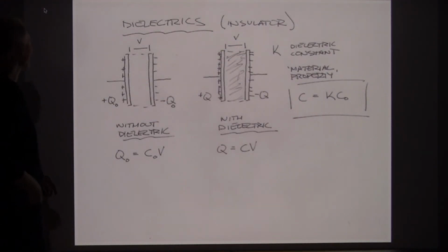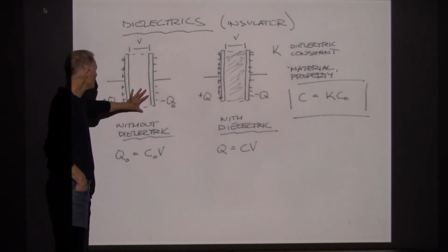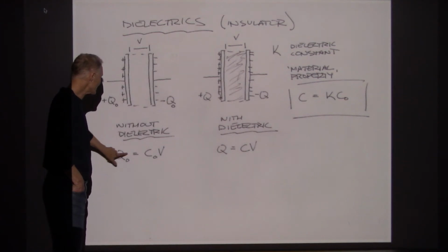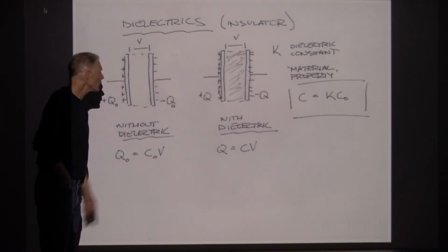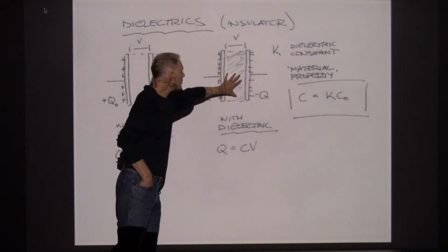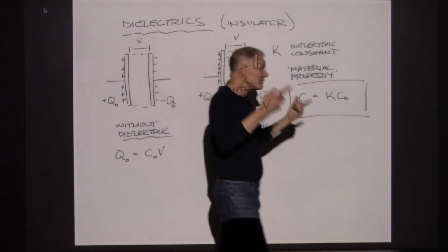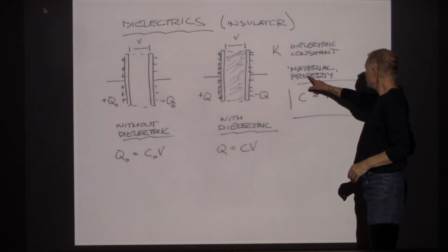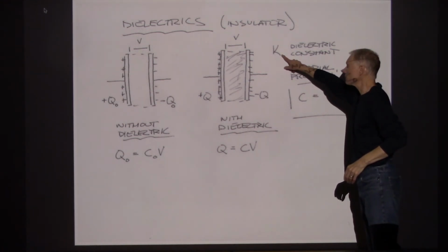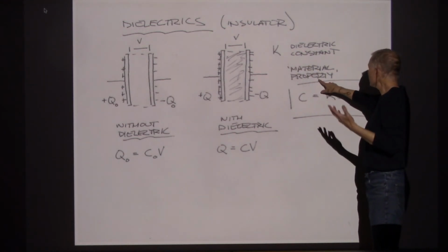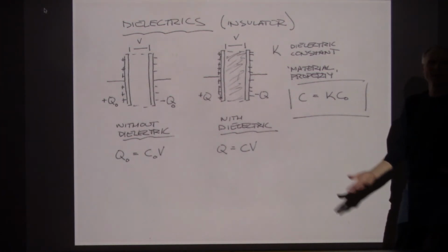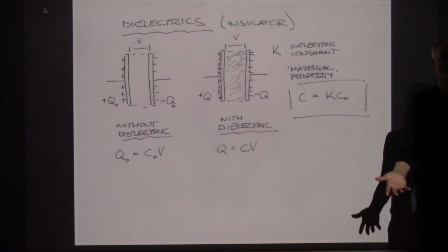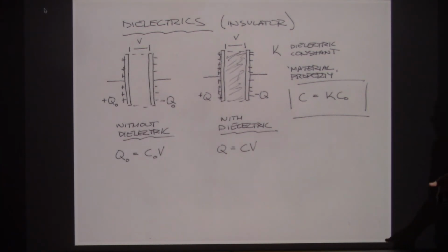So here is a capacitor that we've been looking at up until now. It has charge on it. I'm going to call it Q naught, and Q naught is equal to C naught times V. Well, if I put dielectric material inside, the capacitance goes up, and we'll take a look at the reason in just a minute. But you can think of this dielectric constant, big K, as just some kind of material property. I can look that up in a table, and it has to do with the polarizability of the material.